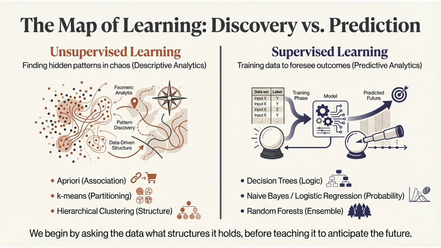Techniques like a priori, k-means and hierarchical clustering fall into the unsupervised learning category. And supervised learning uses labeled data to predict future outcomes. Methods such as decision trees, logistic regression, and random forest help make informed predictions.